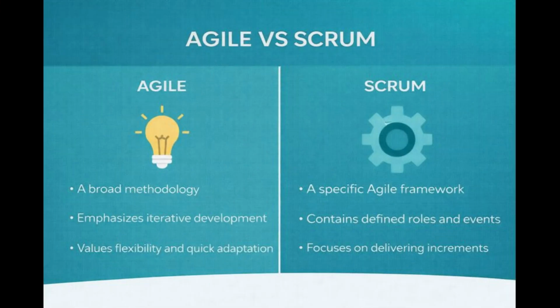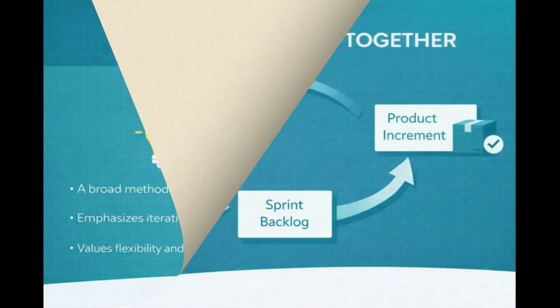Agile versus Scrum. Agile is a mindset and set of values. Scrum is one framework that applies Agile principles. All Scrum teams are Agile, but not all Agile teams use Scrum.